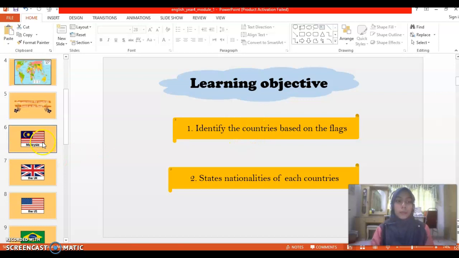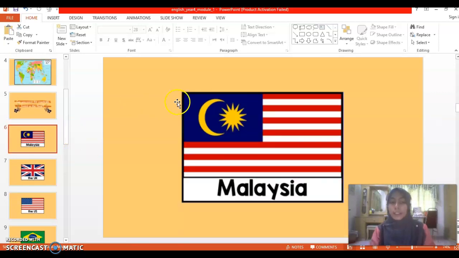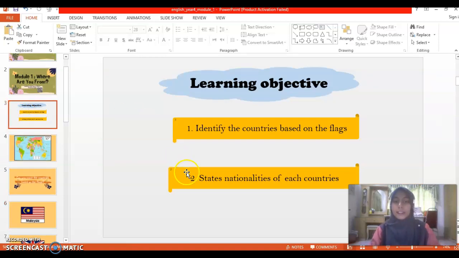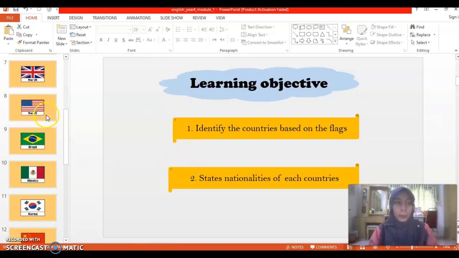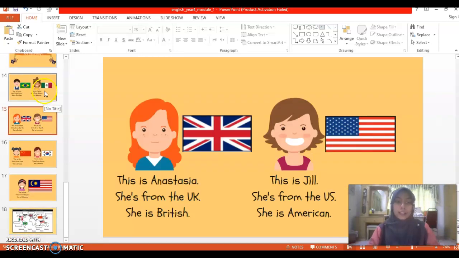So, teacher nak kamu tengok kalau dan kena pasti. Okay, kalau kamu tengok bendera ni, you see this flag, so you must know which country is referred to based on this flag. Okay, and the next one is states the nationalities of each country. So, like we see in this slide. So, for example, if she come from UK, so nationalities is British. For example, Jill come from US. The nationality is American. Okay.